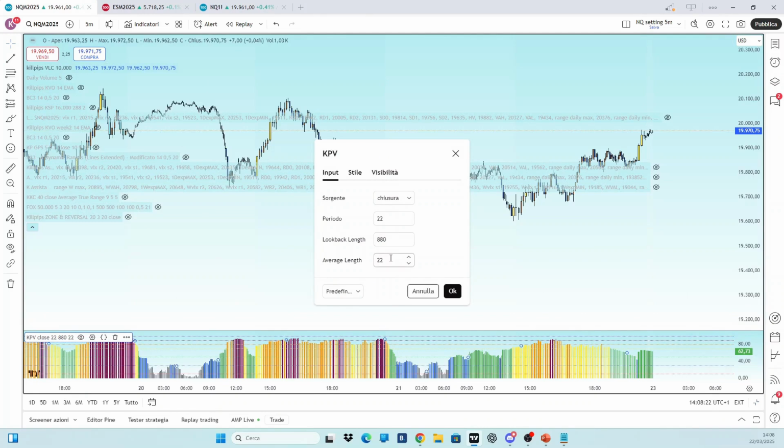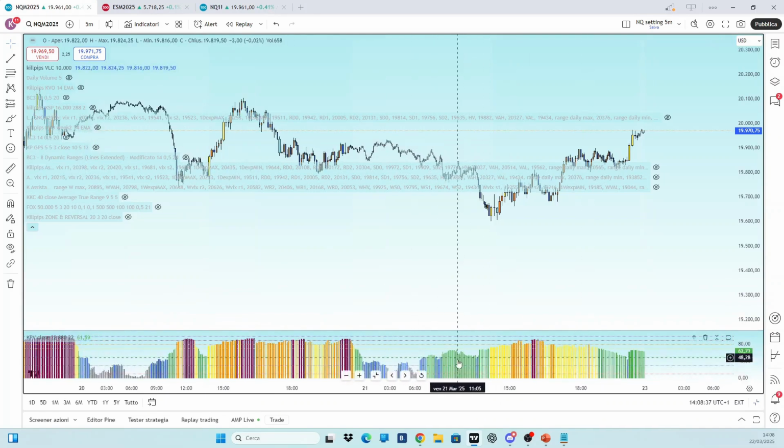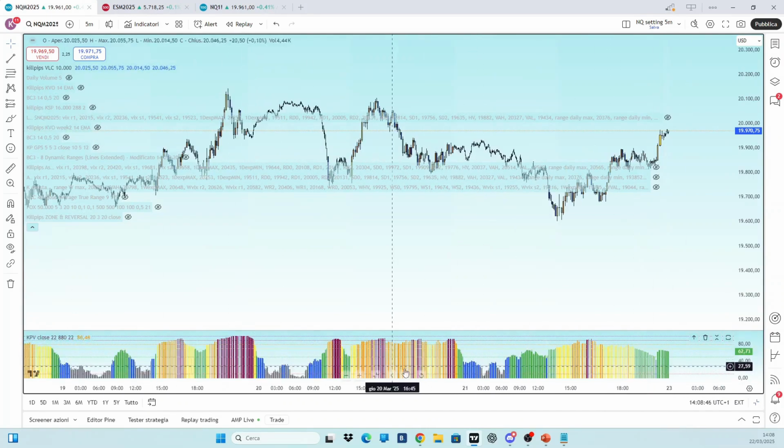The source must be on the close, the period 22. The bars back must be 880, and the length of the average must be 22. This produces this result, where we have the volumes divided by colors to which a percentile value is attributed on the scale, on the measured historical series.